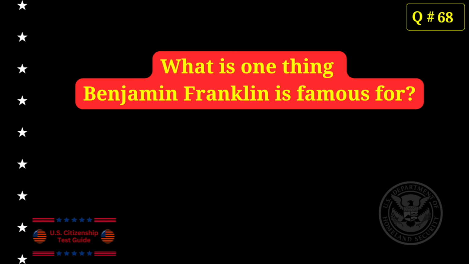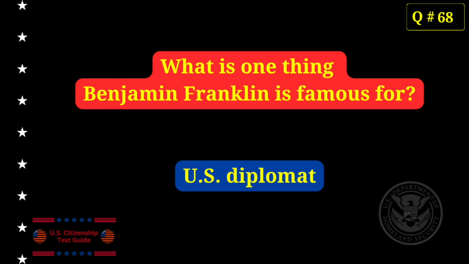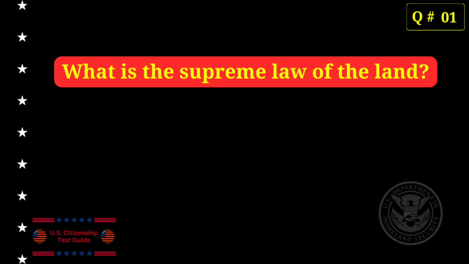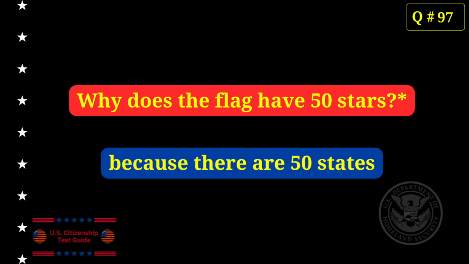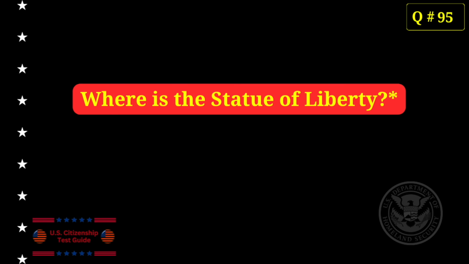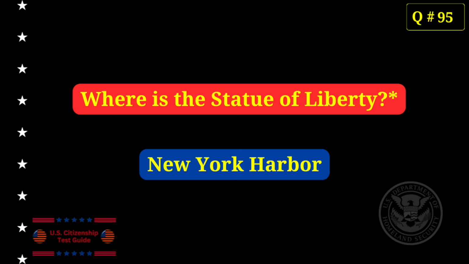What is one thing Benjamin Franklin is famous for? U.S. diplomat. What is the supreme law of the land? The Constitution. Why does the flag have 50 stars? Because there are 50 states. Where is the Statue of Liberty? New York Harbor.